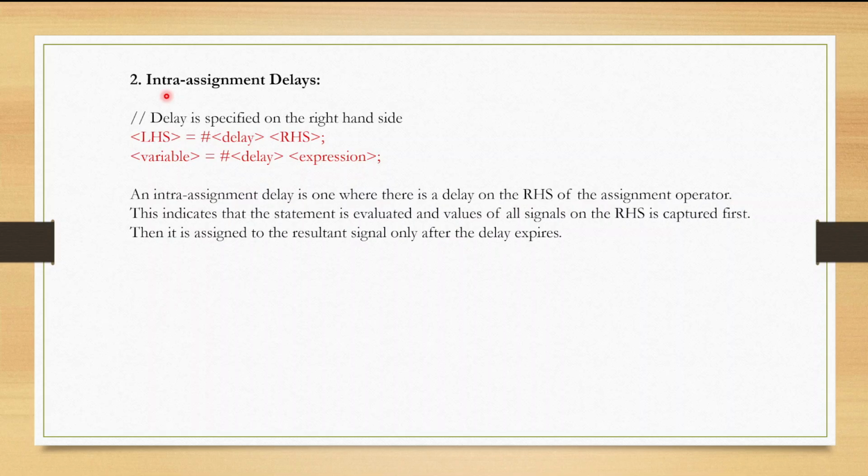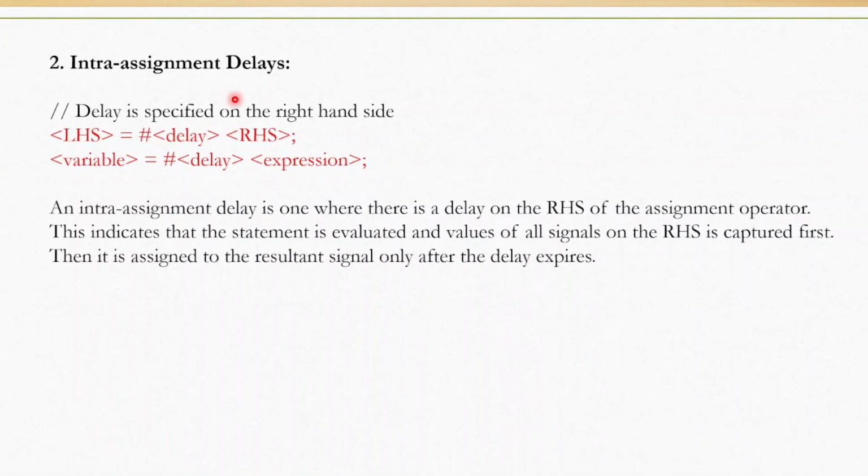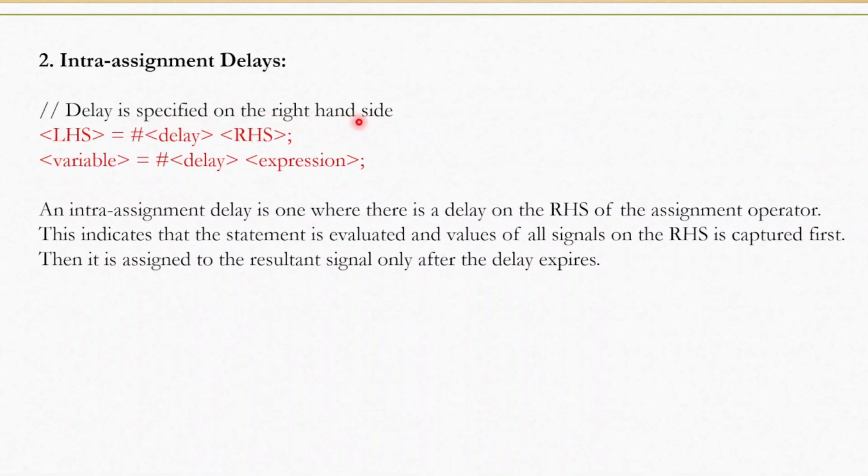Next delay assignment is intra-assignment delay. In this case, the delay is specified on the right hand side. The syntax for intra-assignment delay is left hand side, then equal, then # delay, then right hand side, then semicolon. Or we can say variable, then equal, then # delay, then expression, then semicolon.